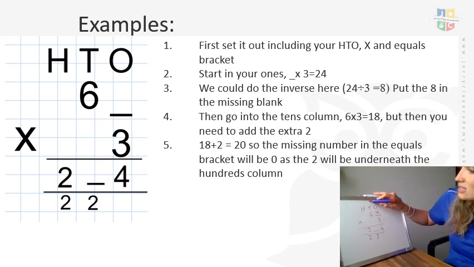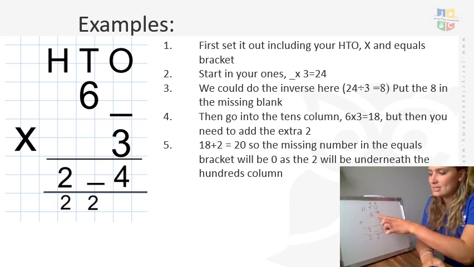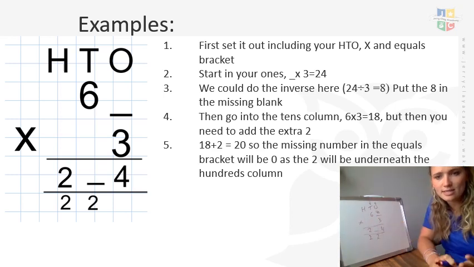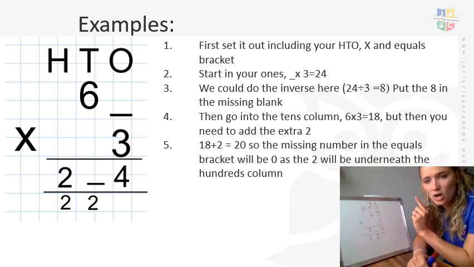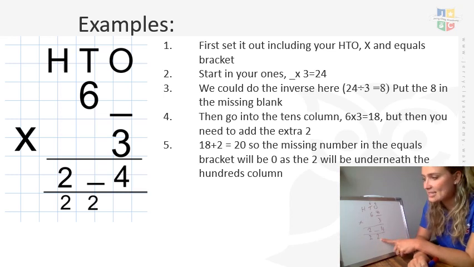Now I can go to my tens column, and this time I've got 6 times 3, which I can do straight away. So 6 times 3 is 6, 12, 18. However, remember, this number here isn't going to be 18 because we have got the extra 2 tens to add.